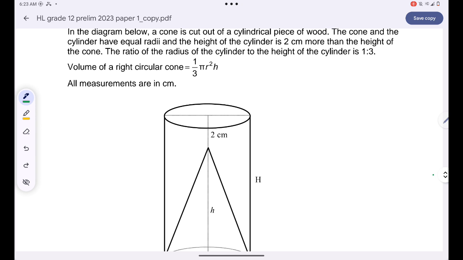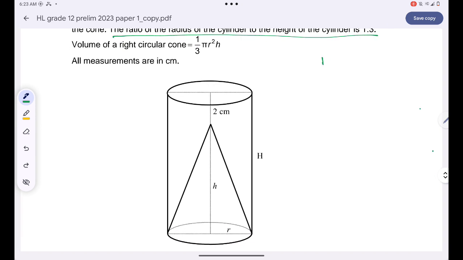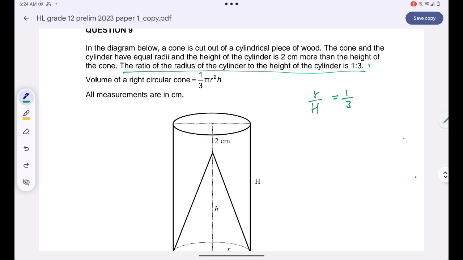Okay, over here, guys, they've told us a very important statement, right? The ratio of the radius to the height of the cylinder is 1:3. This statement simply means that if you cross multiply, you'll end up finding that 3r is equal to h. So the height of the cylinder is just equal to 3r. This is the first statement that we were told.